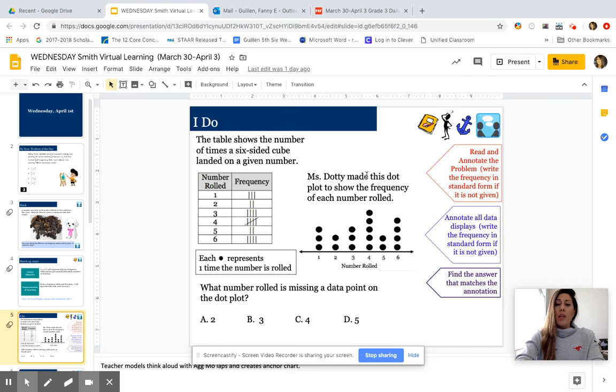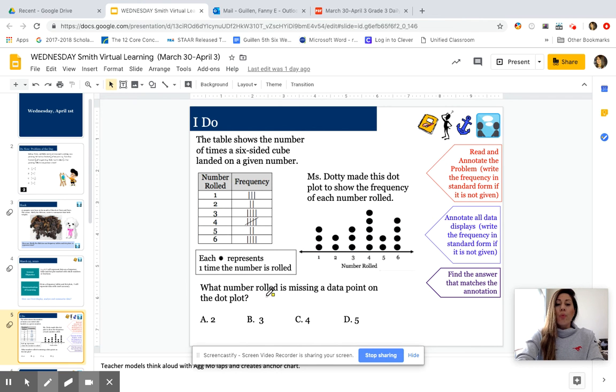Now it says, Miss Dottie made this dot plot to show the frequency of each number rolled. The number rolled represents my numbers rolled, and the dots represent the frequency, or how many times they appeared. It says each dot represents one time the number is rolled. That's very important. This key is going to tell us what that dot represents. Sometimes they'll say the dot represents 2 or half or 1. So you have to be very careful with that information.